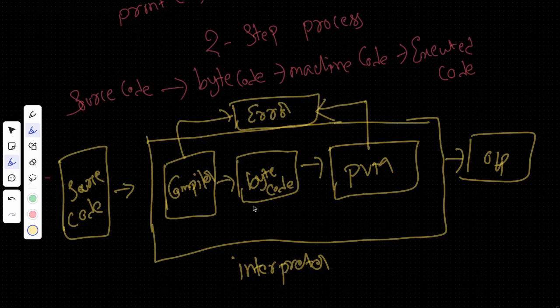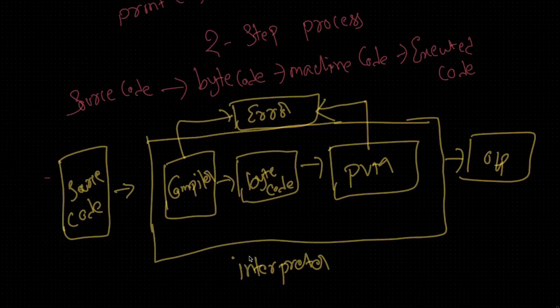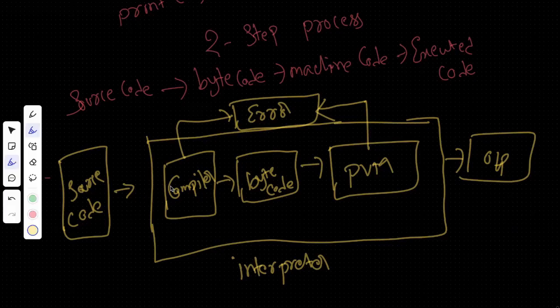So here this is the interpreter, this part is the interpreter. What is the role of the interpreter? When we run the file, the Python interpreter comes into play. It doesn't immediately execute the code and get the result. Instead, it will first go to the compiler. And what is the role of this compiler?